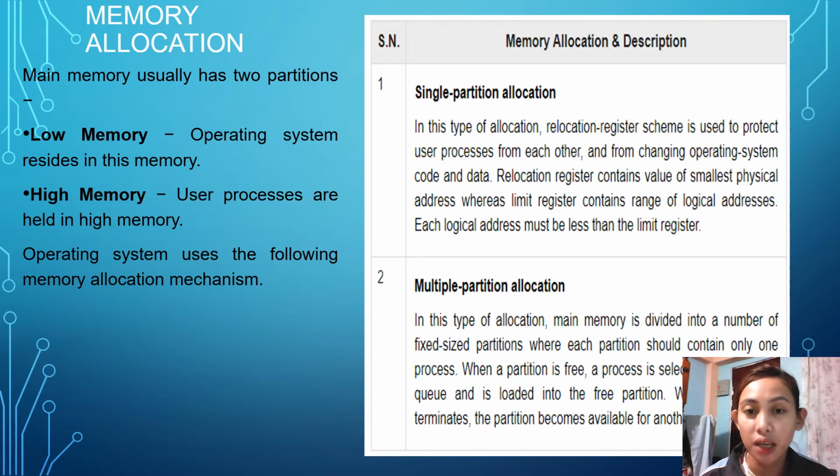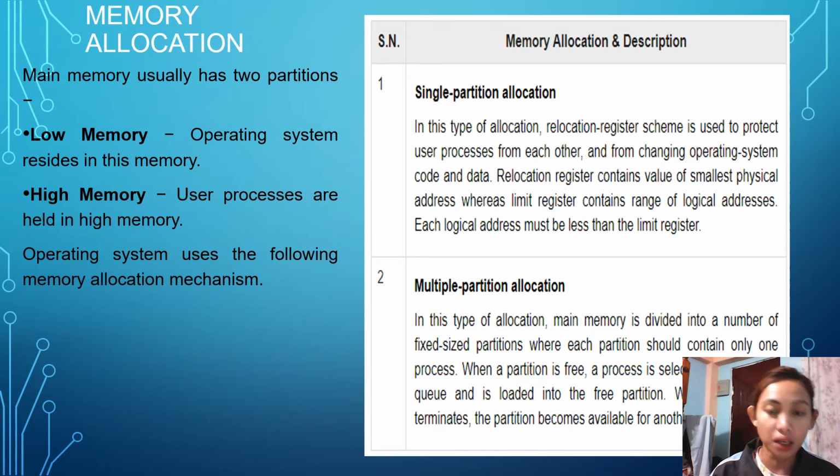Single partition allocation. In this type of allocation, a relocation register scheme is used to protect user processes from each other and from changing operating system code and data. The relocation register contains the value of the smallest physical address, whereas the limit register contains the range of logical addresses. Each logical address must be less than the limit register.